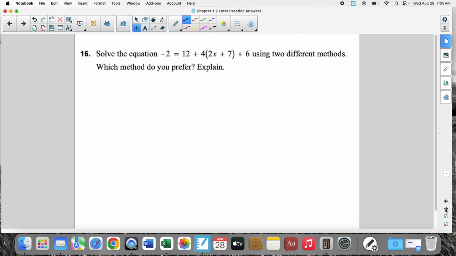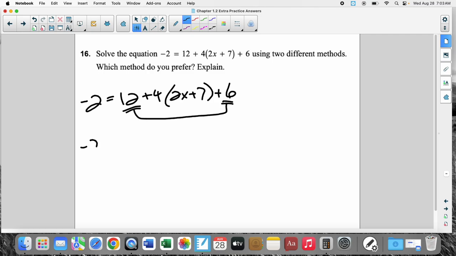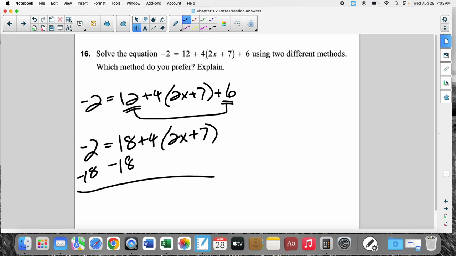Solve the equation using two different methods. Which method do you prefer? Okay. -2 equals 12 plus 4 times the quantity 2x plus 7 plus 6. So one way we can do this is we can simplify these two like terms. You can get -2 equals 18 plus 4 times the quantity 2x plus 7. We could subtract 18 from both sides. Gives me -20 equals 4 times the quantity 2x plus 7.